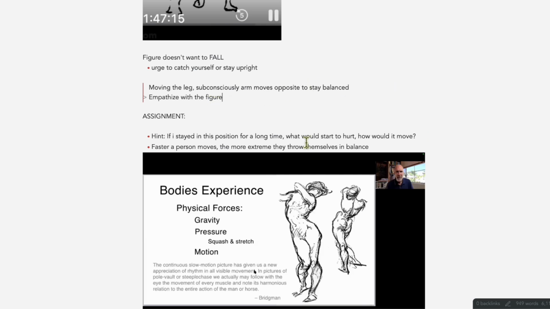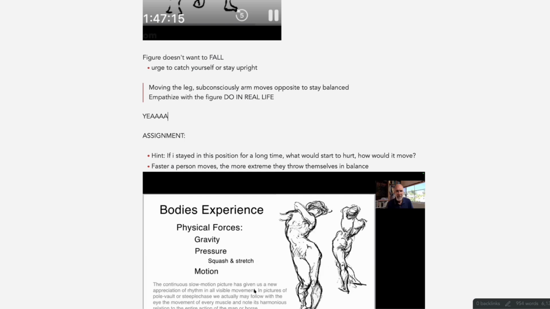It helps a lot with drawing figures to actually do the pose in real life, to emulate it, even if you look like a freak. At least you're a freak that's drawing figures well. So that's a win in my book.